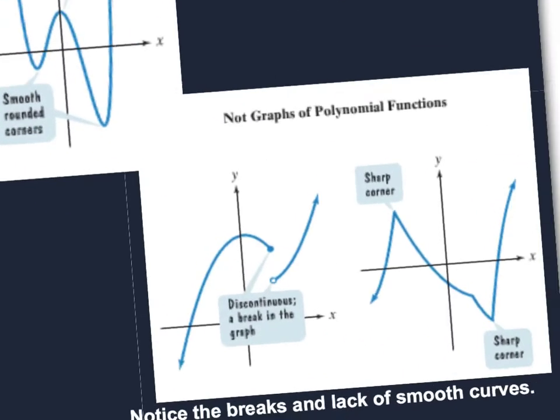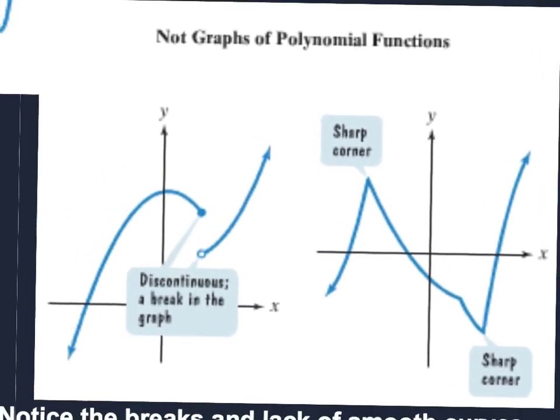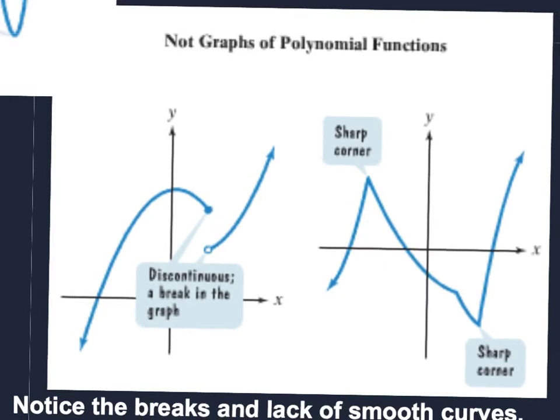But if we look at this one over here, these are not graphs of polynomial functions. I clearly can see a break in the graph right here. And I also see sharp corners here, here, and down here.